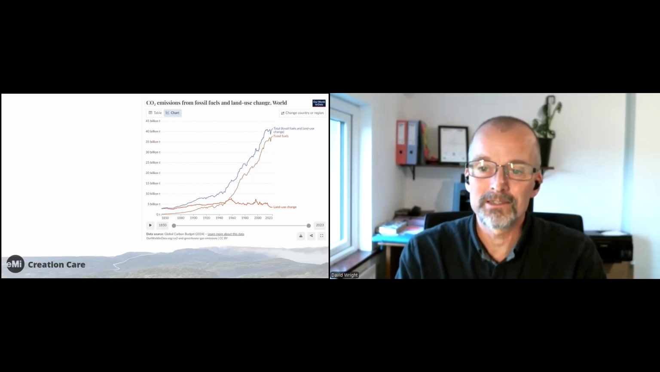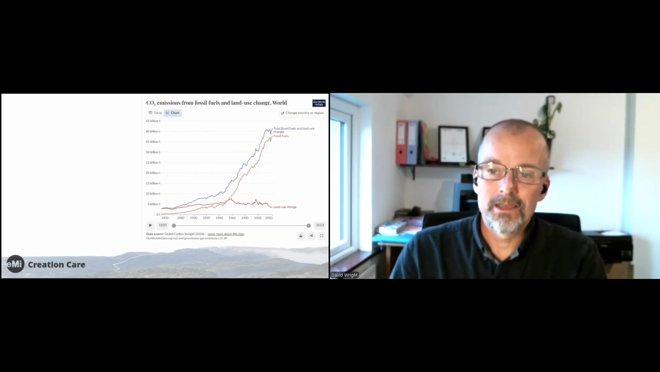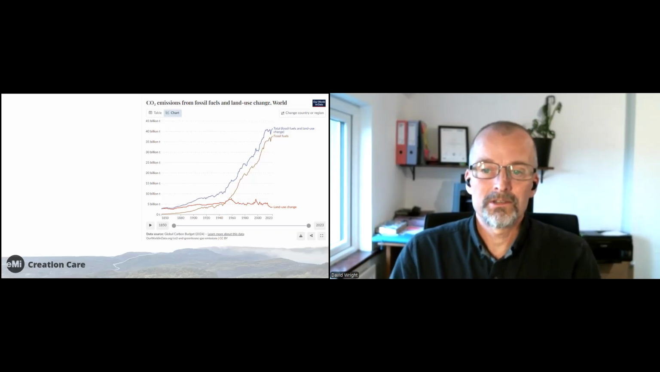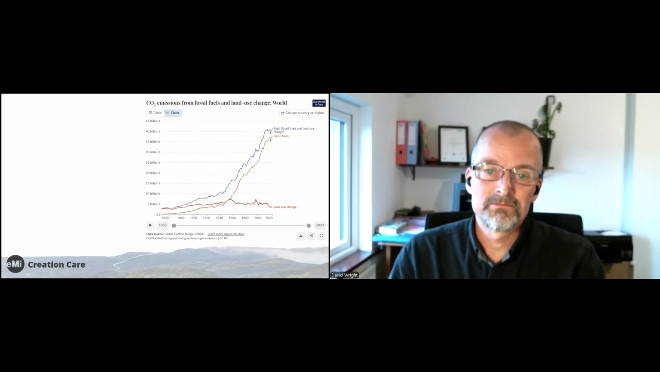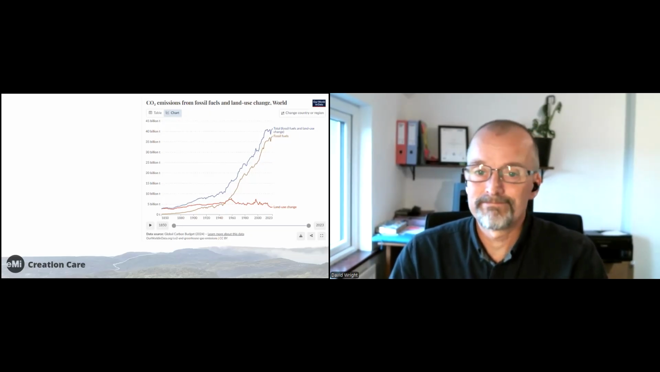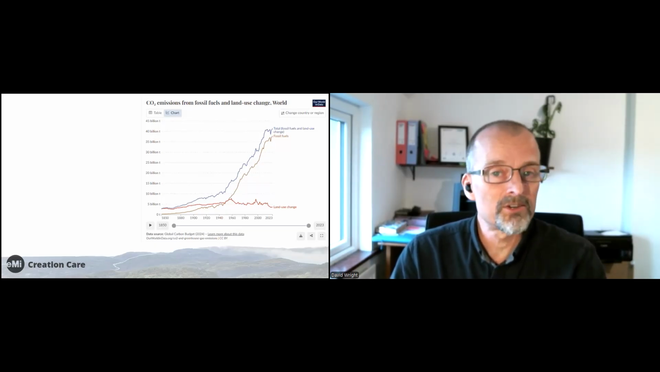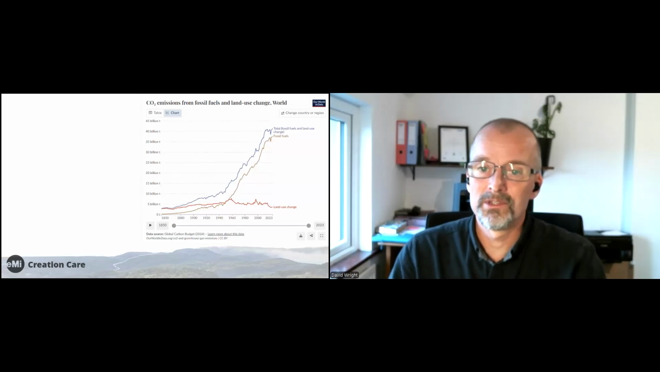Well, land use change emissions refer to the release of greenhouse gases into the atmosphere as a result of altering the natural use of land. So these emissions occur when natural ecosystems like forests or wetlands or grasslands are converted to other uses like agriculture, urban development, and infrastructure.